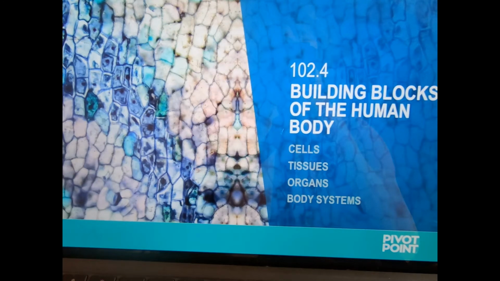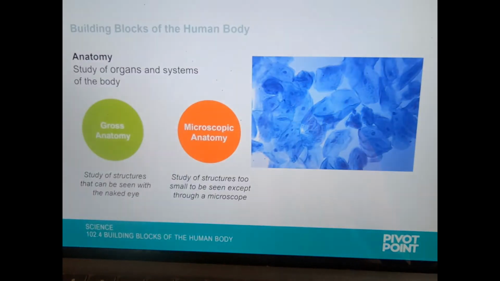And then when you get groups of cells together, you end up with tissues. When you get two or more tissues of different kinds together, you get an organ. And then when you have groups of organs working together, you actually have a body system. So everything builds on each other.